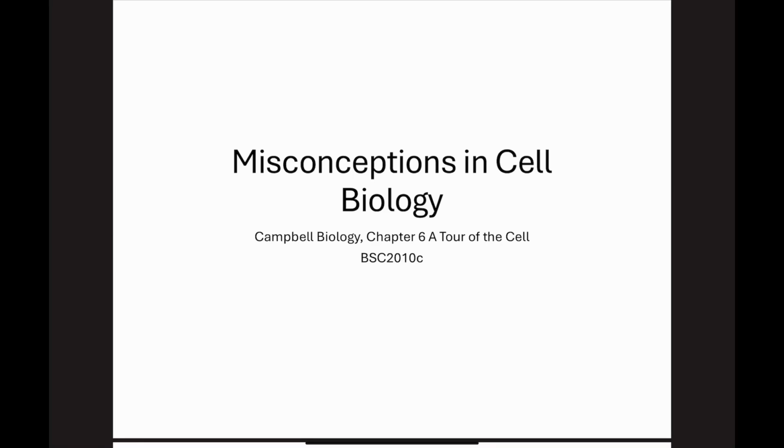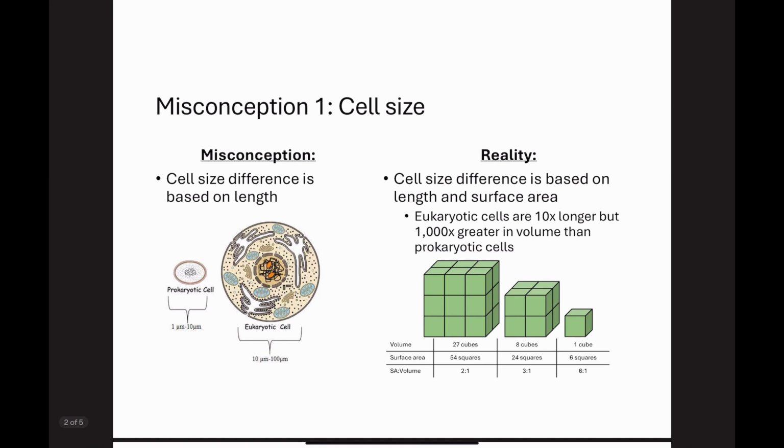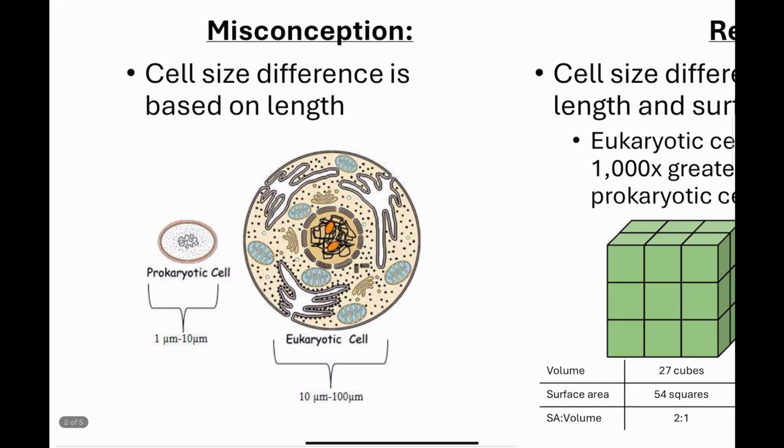Hey guys, so in this video, we're going to go over misconceptions that are commonly seen in Chapter 6, A Tour of the Cell. So the first misconception that we're going to go over is cell size. It's commonly believed that cell size, the difference in it, is based only on length. And that's just simply not true.